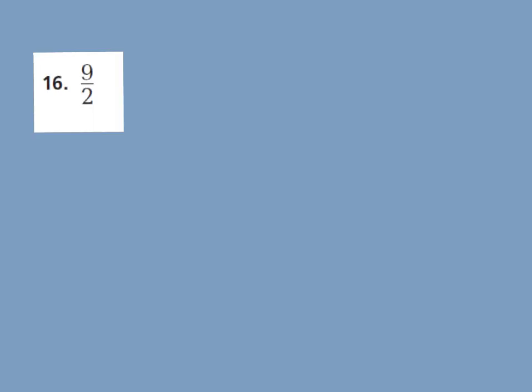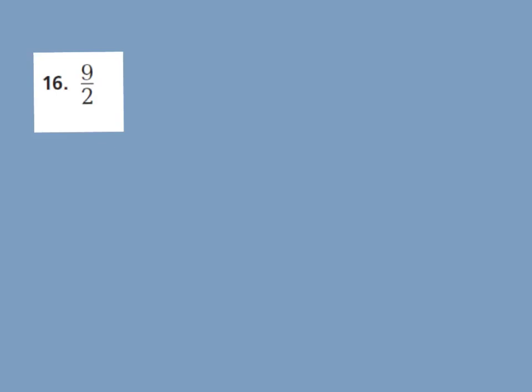So for number 16, I want you to do this one all by yourself. Go ahead and pause the video and find room in your Go Math book to work out how you would create 9 halves to show a mixed number. Pay attention to your denominator so you know what your sum of unit fractions has to look like and how many you would have to make. Go ahead and press pause now.